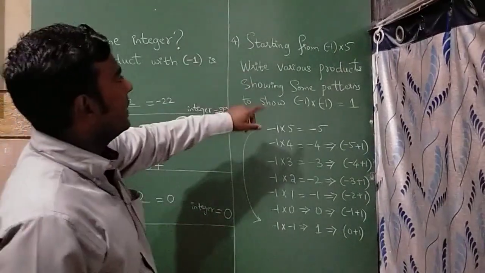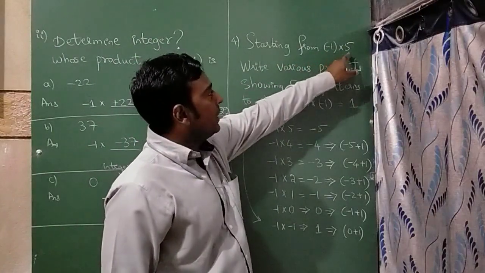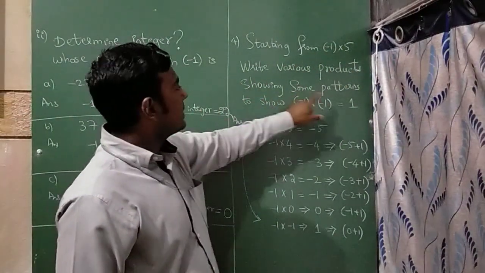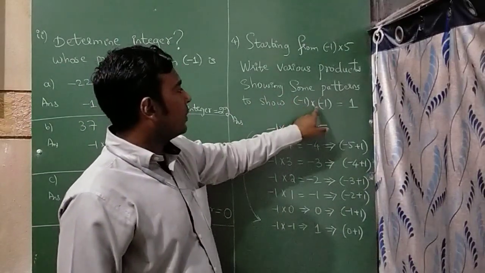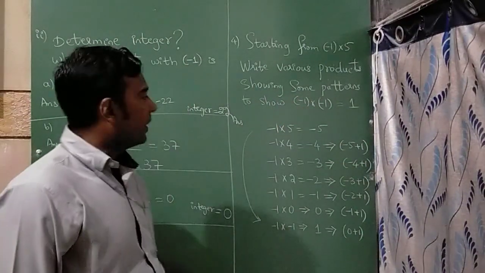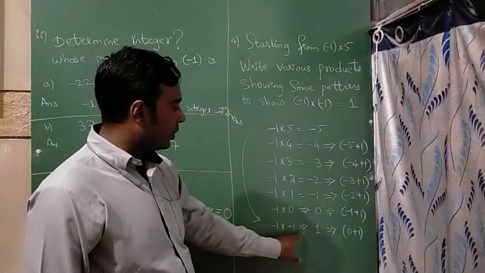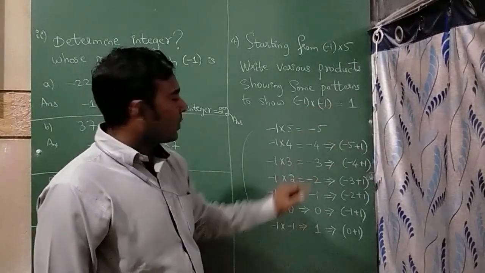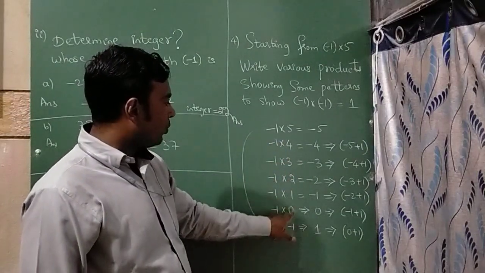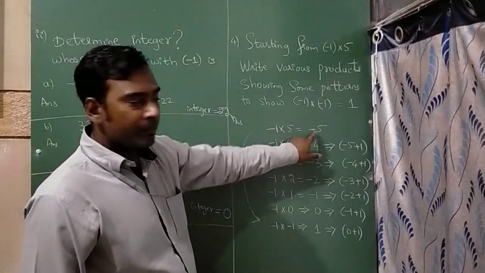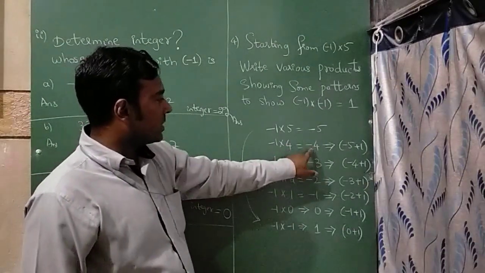So the fourth question is, starting from minus 1 into 5, write various products showing some patterns to show minus 1 into minus 1 is a 1. So I have started from minus 1 into 5. I have ended till minus 1 into minus 1 as a 1. So 5, 4, 3, 2, 1, 0. So minus 1 into 5 is minus 5. Minus 1 into 4 is minus 4.